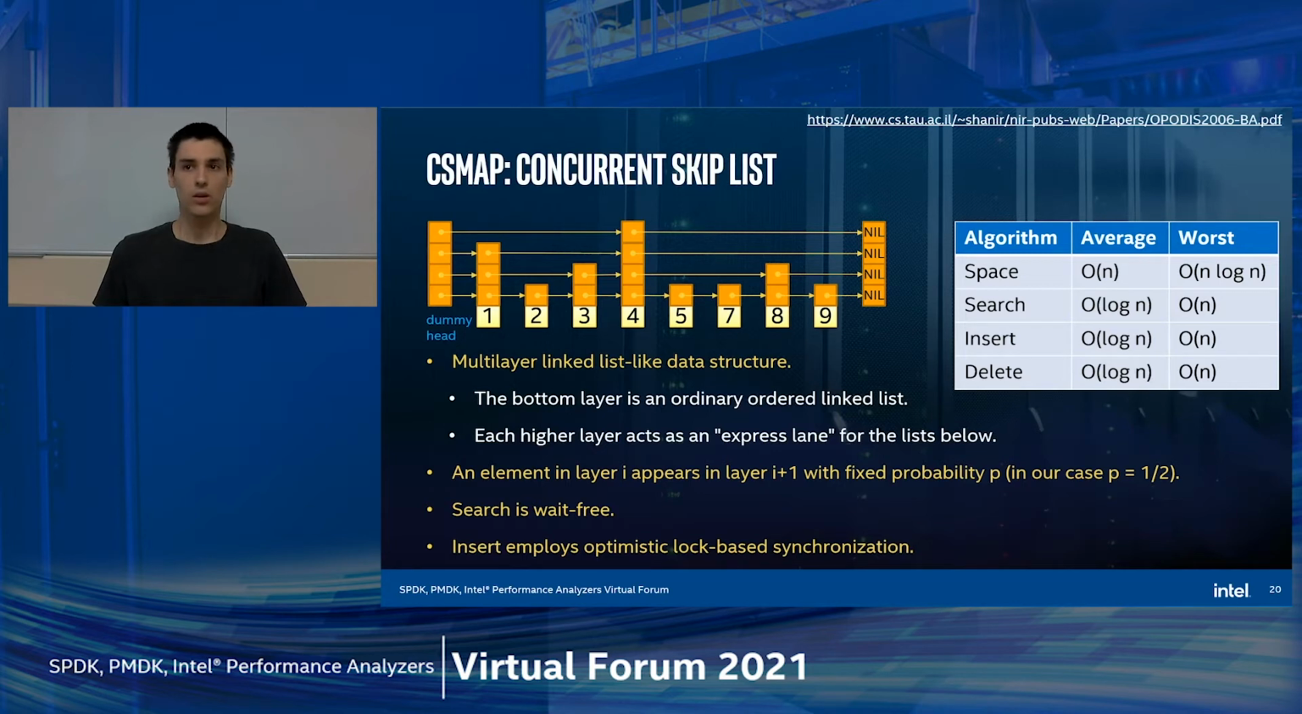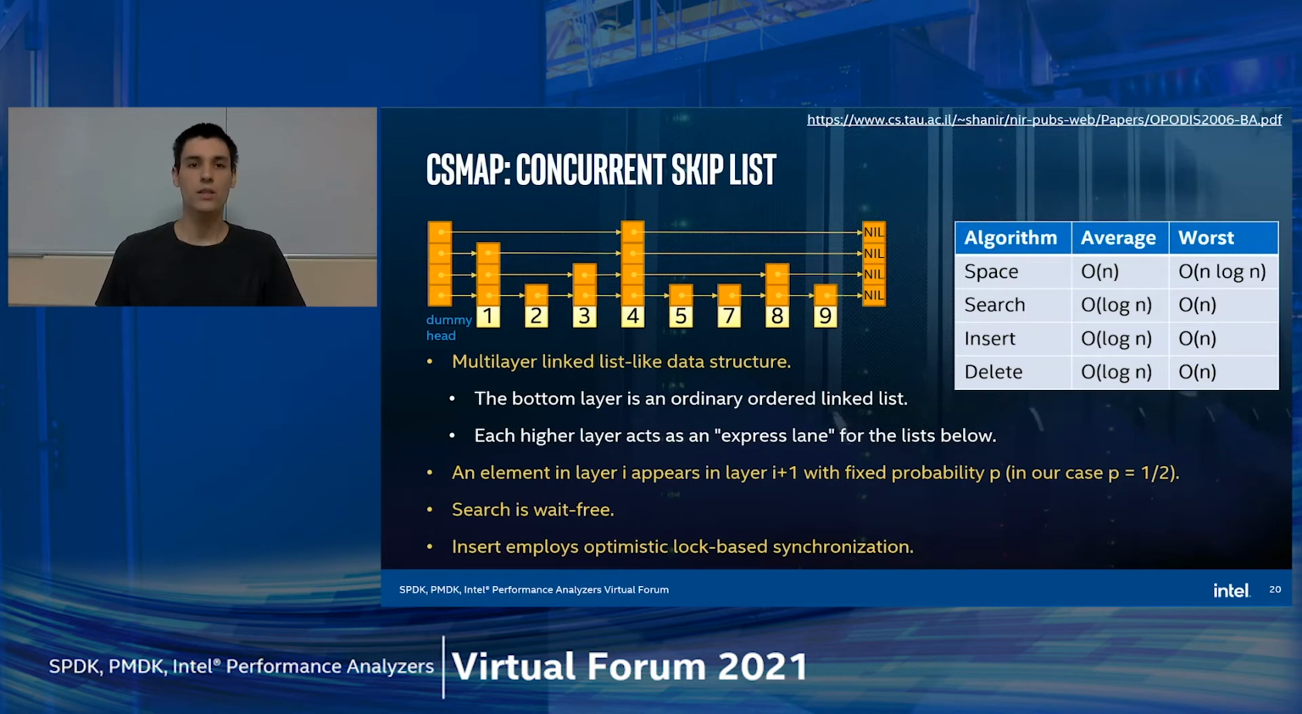It is based on a concurrent skip list implementation from libpmemobj. As you can see on the slide, the data structure is a multi-layer list. At the bottom of the list is an ordinary ordered linked list. Each higher layer acts as an express line for the list below. The number of layers is random for each element, and having only a single layer has the highest probability. CSMAP implements a wait-free search and uses per-element locks to synchronize insert and updates.